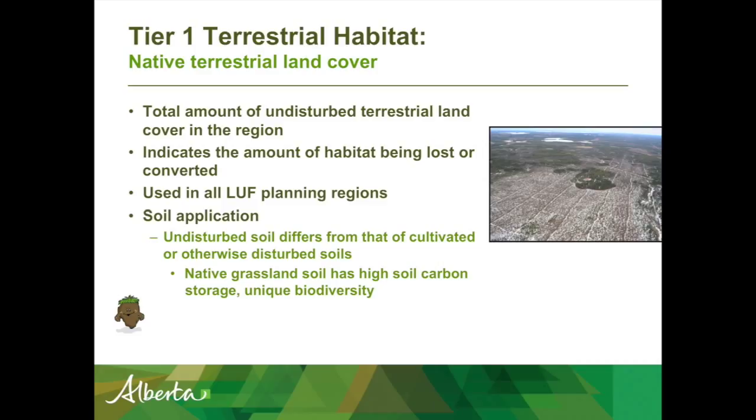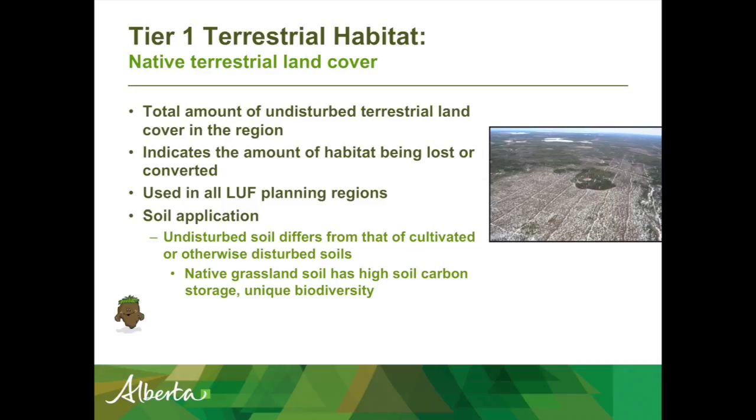Native terrestrial land cover is the total amount of undisturbed terrestrial land cover in the region. It indicates the amount of habitat being lost or converted. Of course, habitat loss is identified globally as one of the leading causes of biodiversity loss, and so this is a very well-suited first-tier indicator. And as I said, it's used in all the land use framework planning regions.